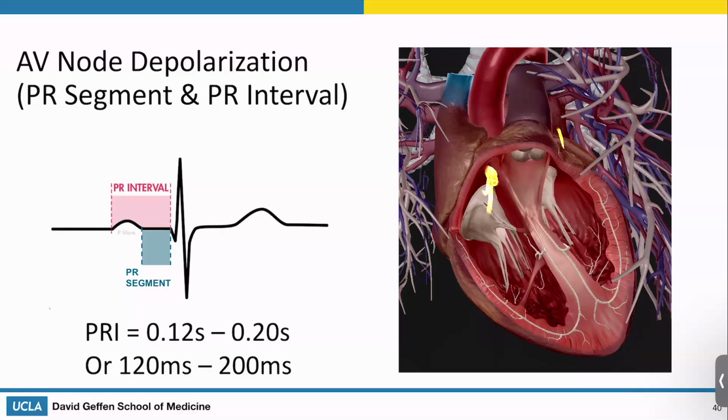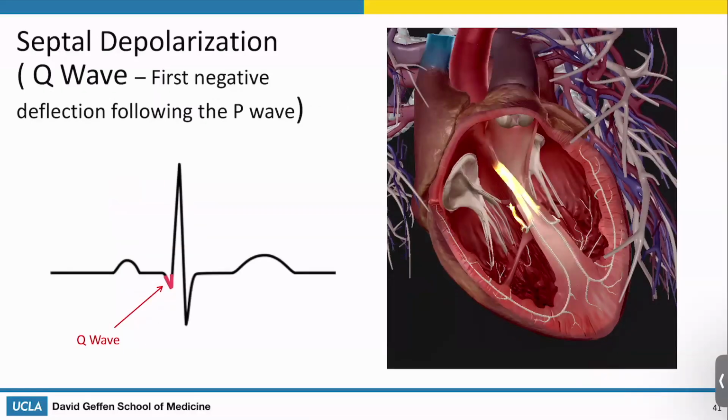A normal PR interval is going to be between 0.12 seconds and 0.20 seconds, or 120 milliseconds to 200 milliseconds. Okay, so we measure it in terms of the PRI, how long it takes for that SA node to go all the way down and depolarize that AV node. Septal depolarization, that's going to be the Q wave. A Q wave is defined as the first negative deflection following the P wave, and it represents that septal depolarization.